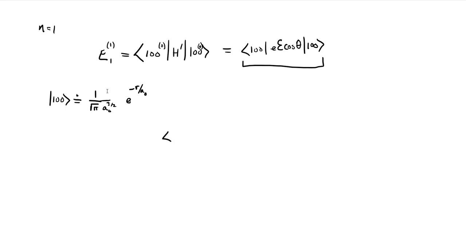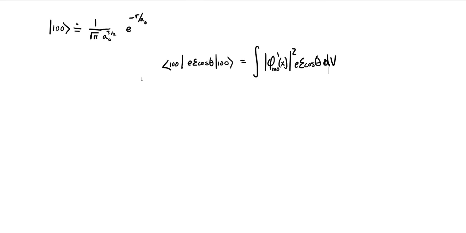So that first order energy correction, the expectation value of eE cosine theta in the 1, 0, 0 state, is going to be the integral of that 1, 0, 0 eigenfunction, that probability density really, squared, times eE cosine theta dV. So we have to perform this integral.